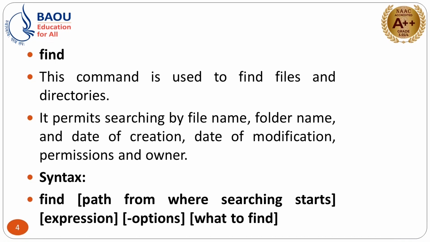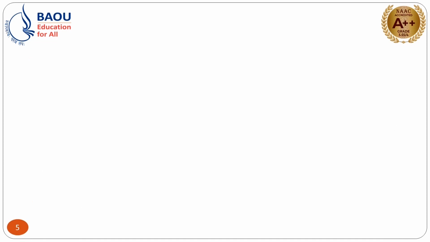Then the option, as we have already discussed: you may want to search a file by name, search a directory by name, search a file by its creation or modification date or time, search a file based on its type, or search a file based on the permissions. All these criteria you want to define, in that case you can define in that option. And then what to find, so basically the file name that you have to provide here in this case, right?